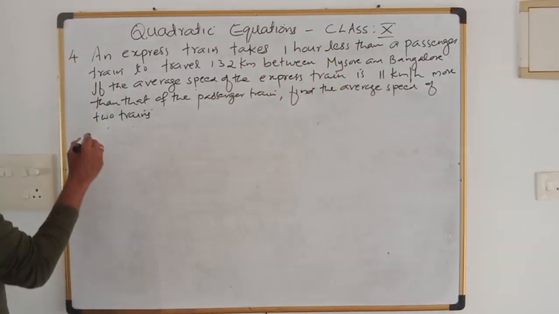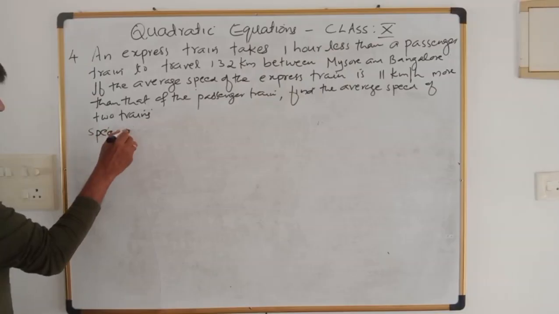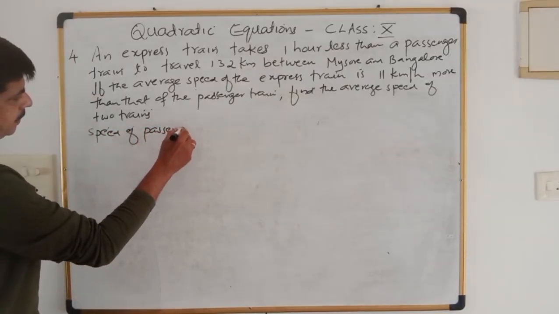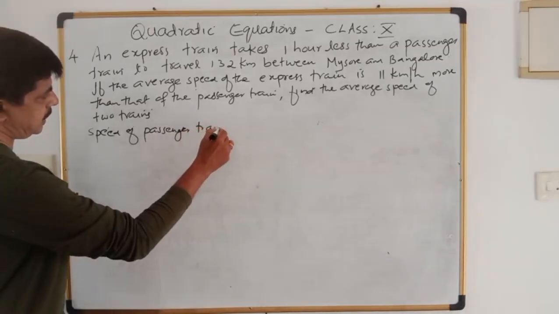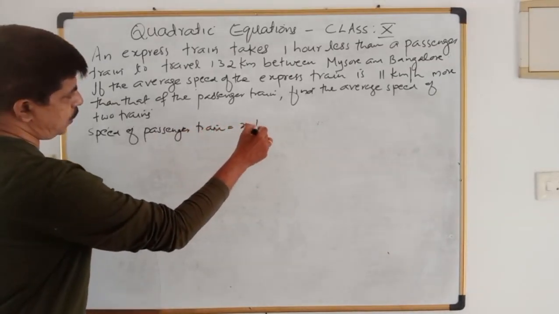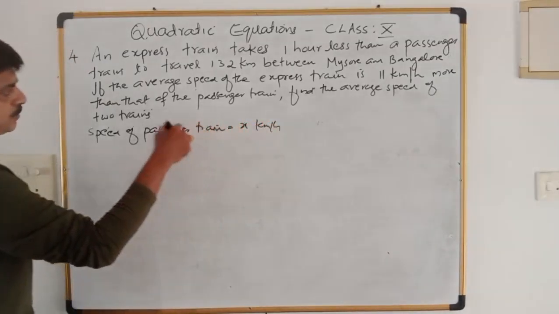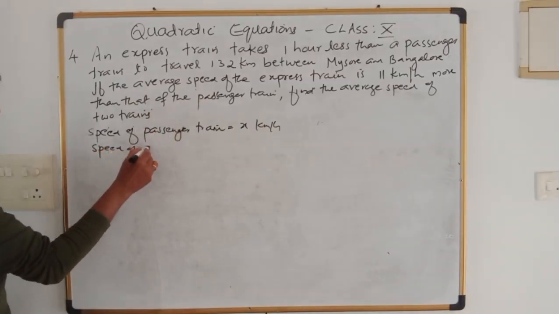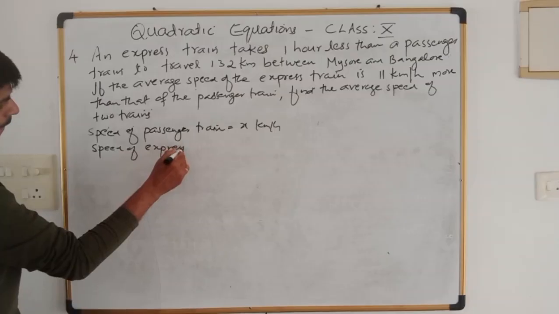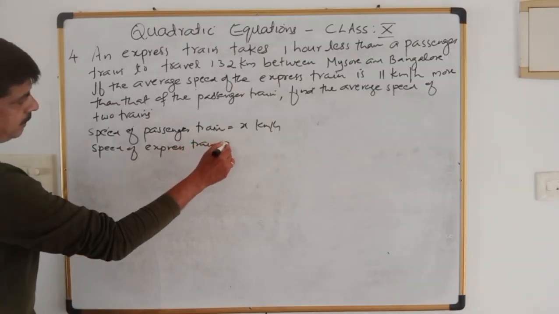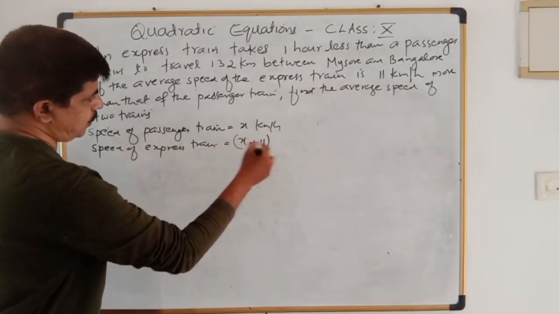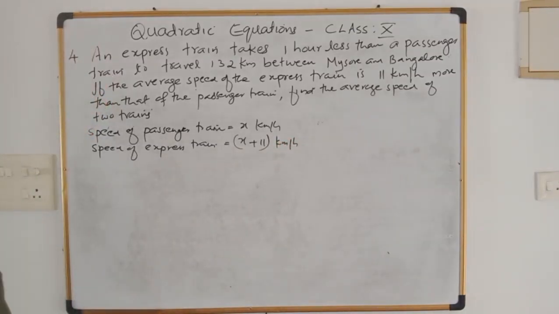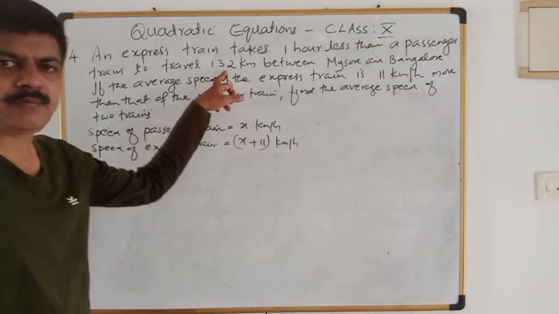So let us take the speed of the passenger train. Speed of the passenger train, we can assume x kilometer per hour. Express train speed is more than the passenger train. Speed of the express train is 11 kilometer per hour more, so it will become x plus 11 kilometer per hour. So this is the total distance to be covered, 132 kilometer.